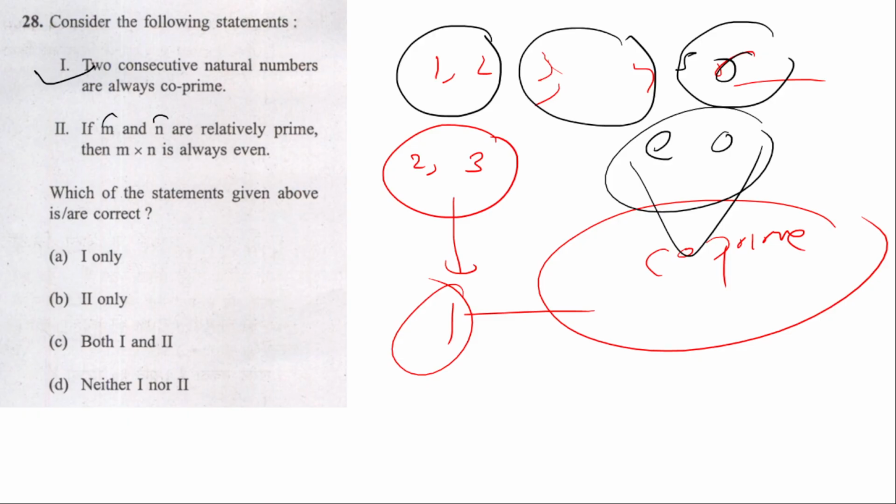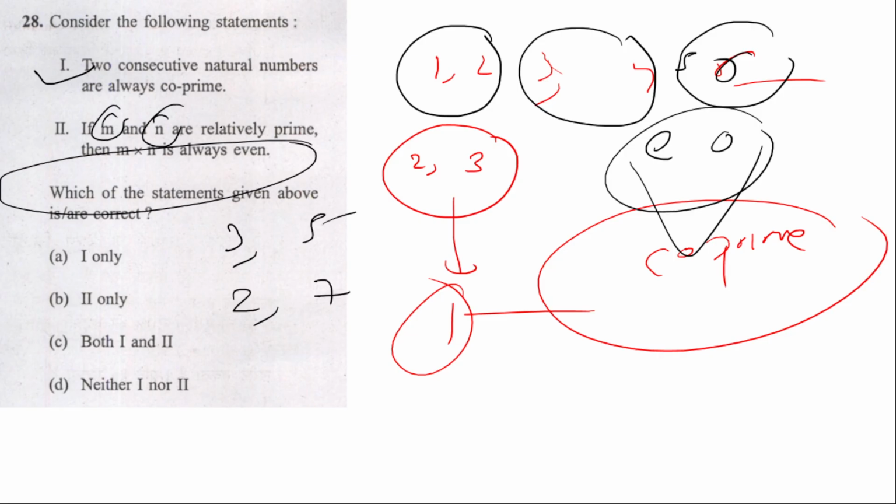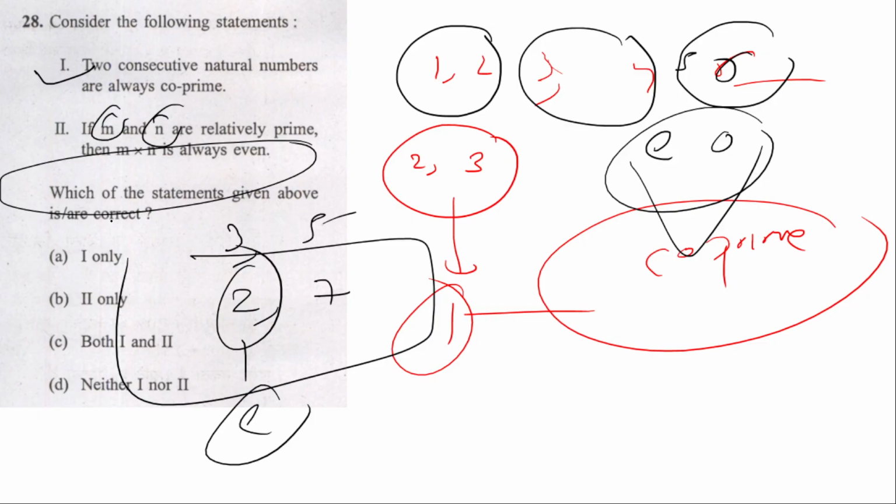So m and n are relatively prime, so we can say these two numbers are prime to each other. It could be 3, it could be 5, or it could be 2, it could be 7. Then the statement says m and n are always even. That is wrong, because among prime numbers, 2 is the only even prime. Otherwise it is not going to be even. So how can you say every time it will be even? It is wrong. So here the only answer is 1. I hope you understood this question.